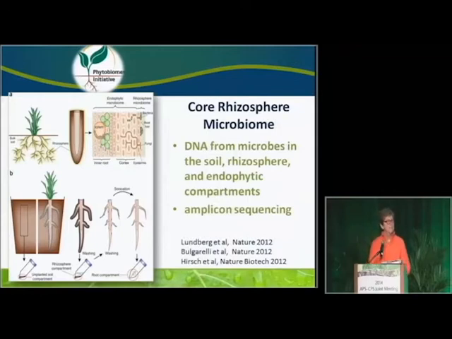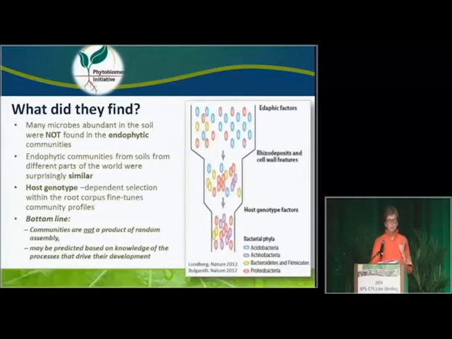In a couple of studies that came out a few years back, they tried to understand the core rhizosphere microbiome and how that core microbiome influences or is influenced by the plant. So what they did is they collected the DNA from the microbes in the soil, in the rhizosphere right around the roots, and then inside from the endophytic compartments of the root. And they asked, what are those populations that are in those different environments? So what did they find?